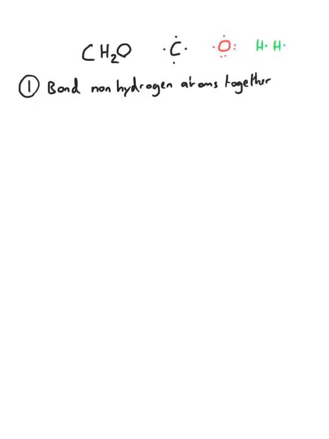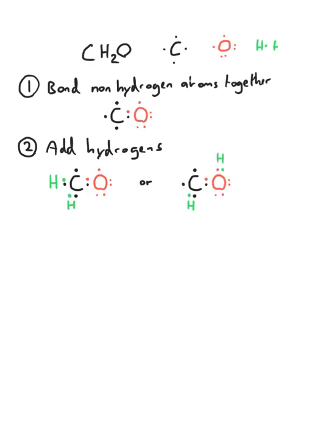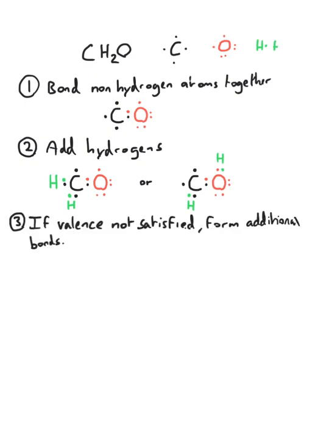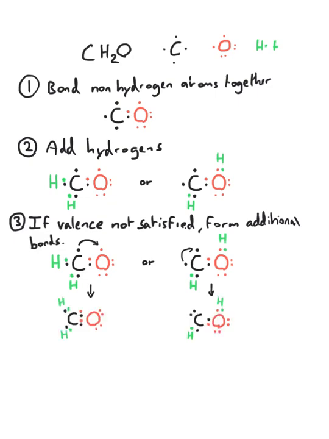To briefly recap, we will go over the Lewis structure of CH₂O. First, we bond the non-hydrogen atoms together. Next, we add the hydrogens. Different combinations might be available, so keep that in mind. If the valence is not satisfied, you need to form additional bonds. What do we mean by that? I mean, if you have any single electrons that shouldn't be there, try to pair them up.